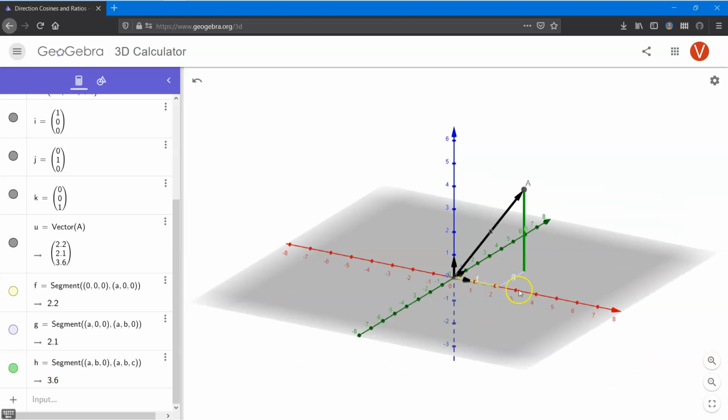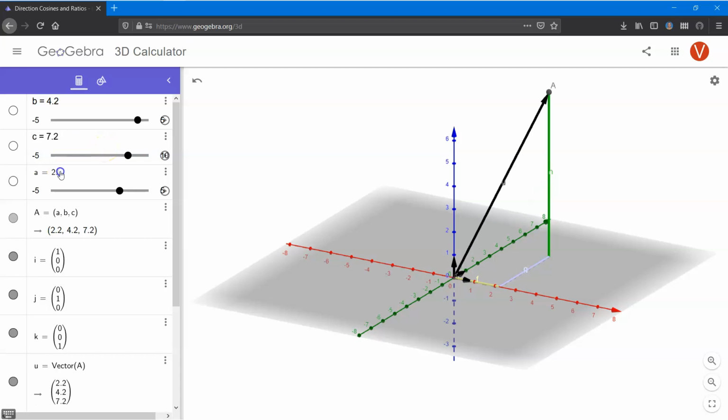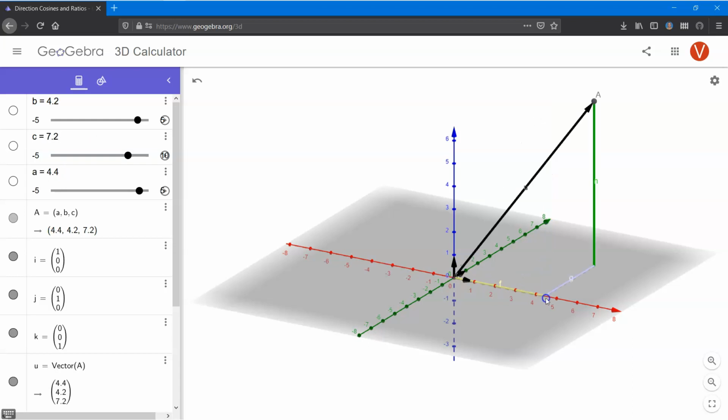Now if you notice, if I increase these values, say 2.1, let me double it, so 2.1, 4.2, yes, the angle changes, right? But let me double all three. Then what happens? 3.6 will give me 7.2 if I double it. And similarly, if I change this to 4.4, although these have changed, the angle remains the same.